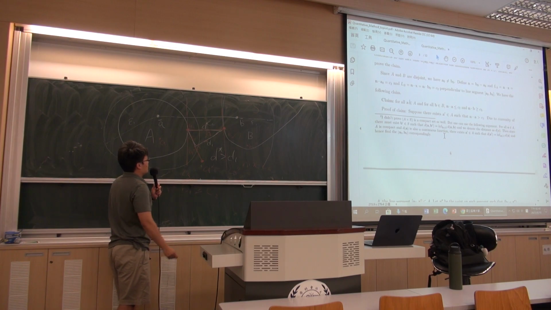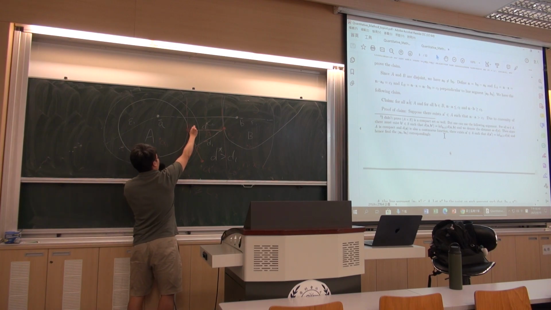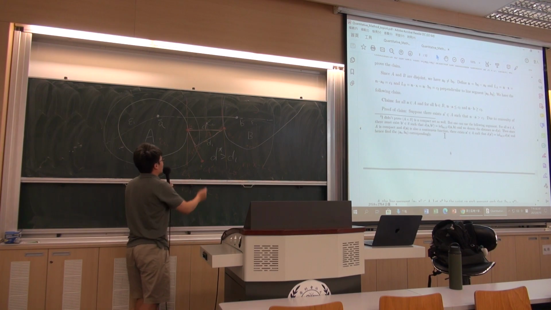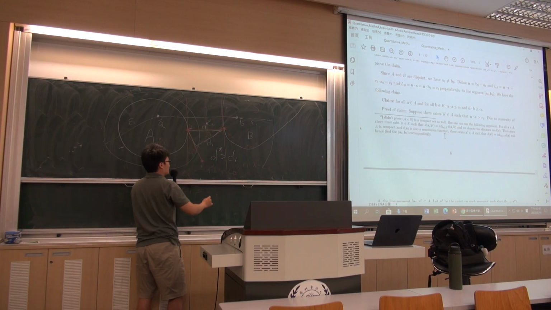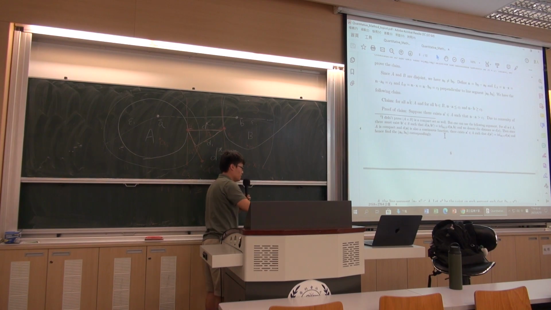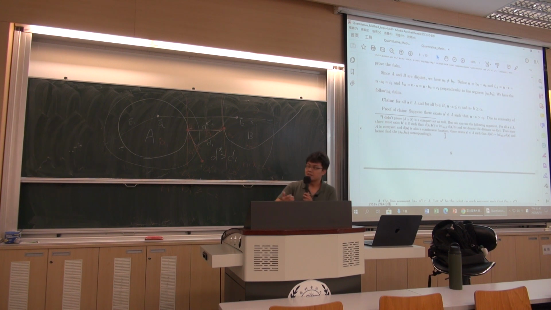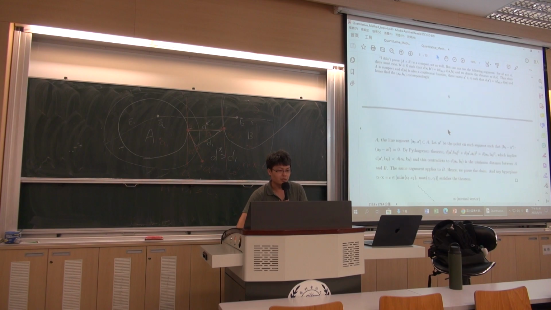That means the original point A0, this distance, is not the minimum distance over A and B, which contradicts our claim 1. So this couldn't happen, and that's how we prove this claim. That is the logic behind it. And when you put it in words, it looks like this. And that's how we prove the separating hyperplane theorem.